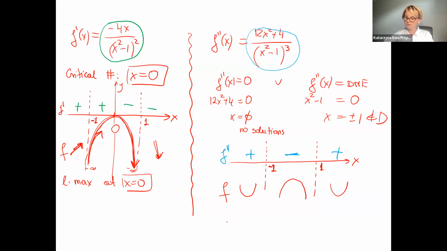No inflection points, because -1 and 1 are the asymptotes. Okay, we are almost there.